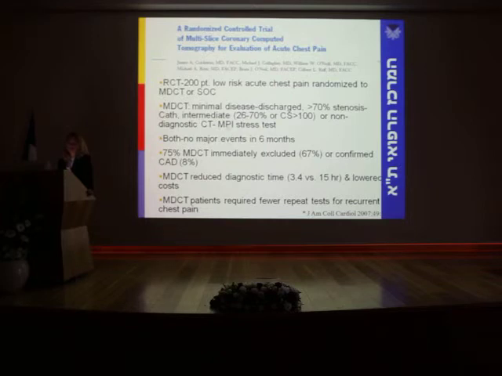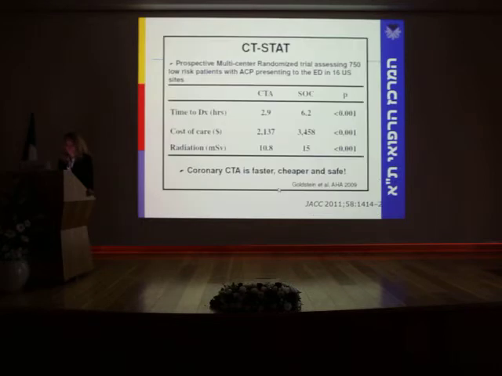Both arms showed no major cardiac events at 6 months. However, in the CT arm, 75% of the patients had an immediate diagnosis. 67% were excluded of coronary artery disease, and 8% had significant coronary artery disease. They found that MDCT reduced the diagnostic time to 3.4 hours versus 15 hours, lowered the costs, and also there were fewer repeat admissions to the ER due to recurrent chest pain in those patients who had MDCT.